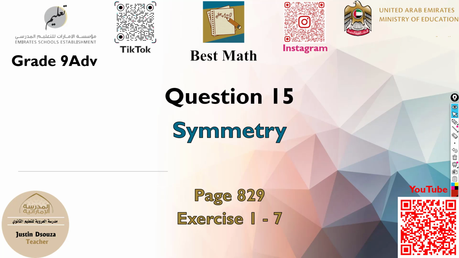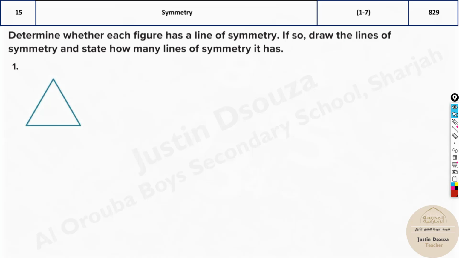Question 15 is the last one in part 1, and it is about symmetry. Here we have a figure, and is it possible to draw lines of symmetry, and if so, how many? Look at this. It looks like an equilateral triangle, isn't it? So what you do is start drawing lines.